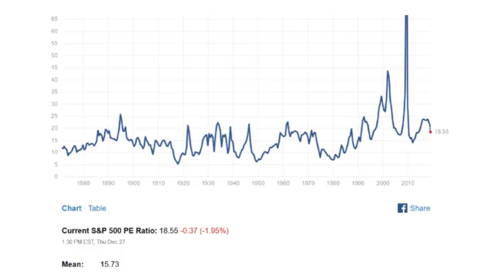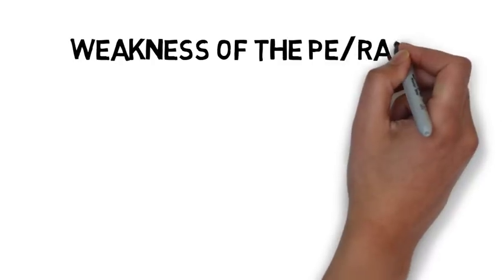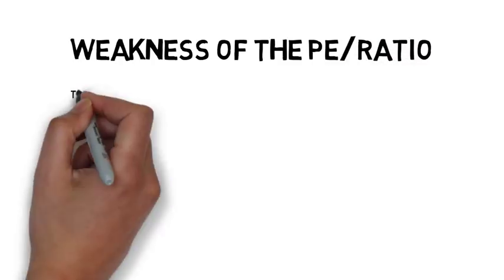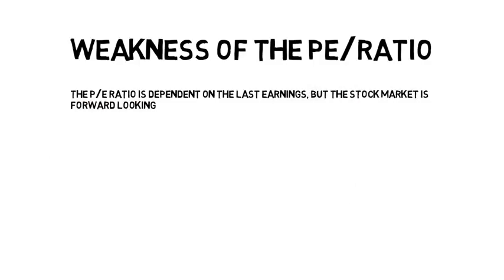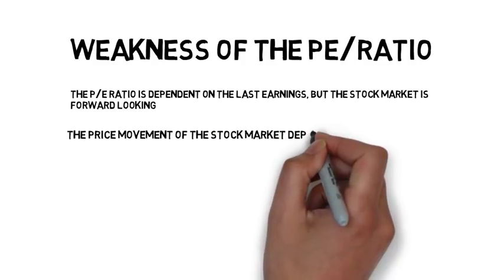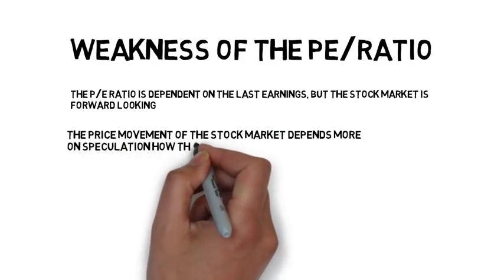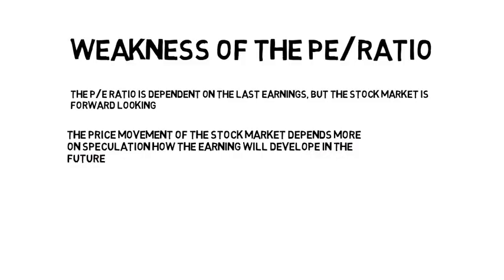Like every indicator, you can't just look at it isolated and base your decision on it. The PE ratio has a significant weakness. It is based on the last earnings report, but the stock market itself is a forward-looking market. The stock market is more about speculating how earnings and therefore the PE ratio will develop in the future, rather than the current level it is trading at right now.